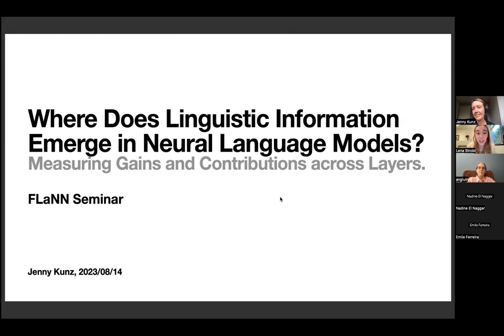Today we have Jenny Kunz presenting, a PhD student at Linguistic University, working on interpretability and explainable NLP. And today she is presenting to us her paper on where does linguistic information emerge in neural language models. Thank you for being here today, and you can take it from here, Jenny.